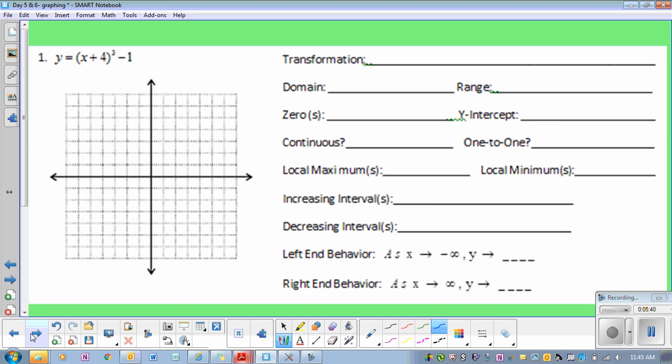So let's take a look at, just kind of tying everything all together to a function. So if I have x plus 4, cubed, minus 1, this is written in vertex form, right? We can talk about the transformations here. So what does this negative 1 do at the end? Good. Down 1.